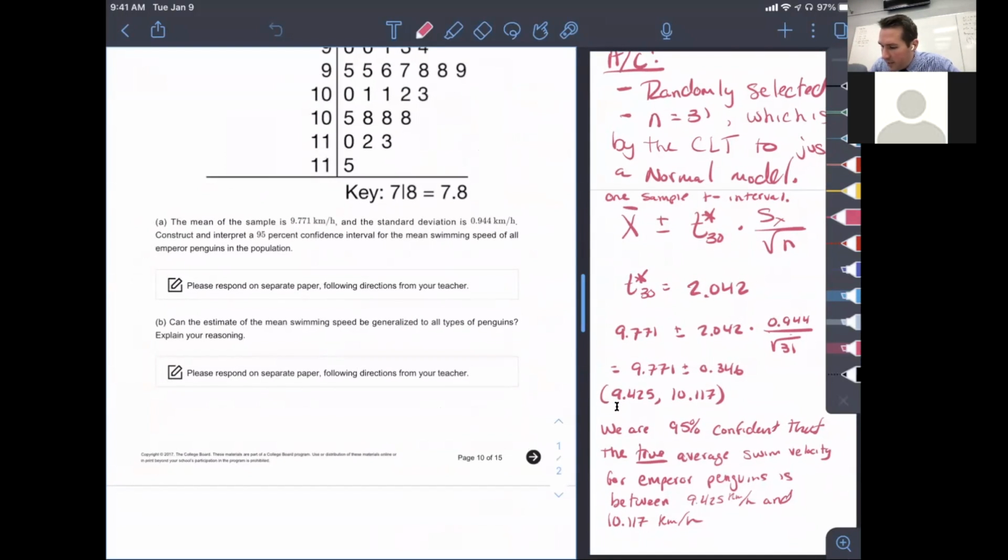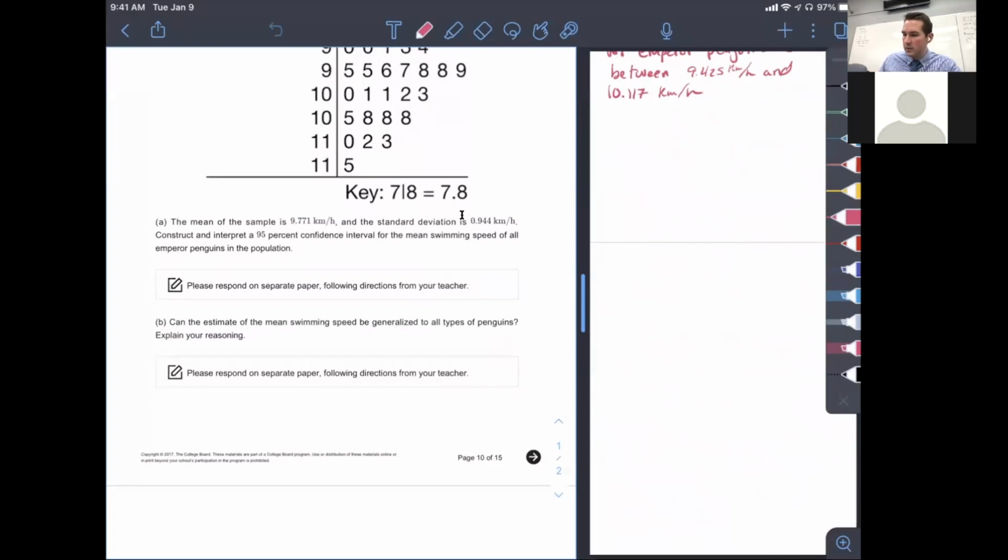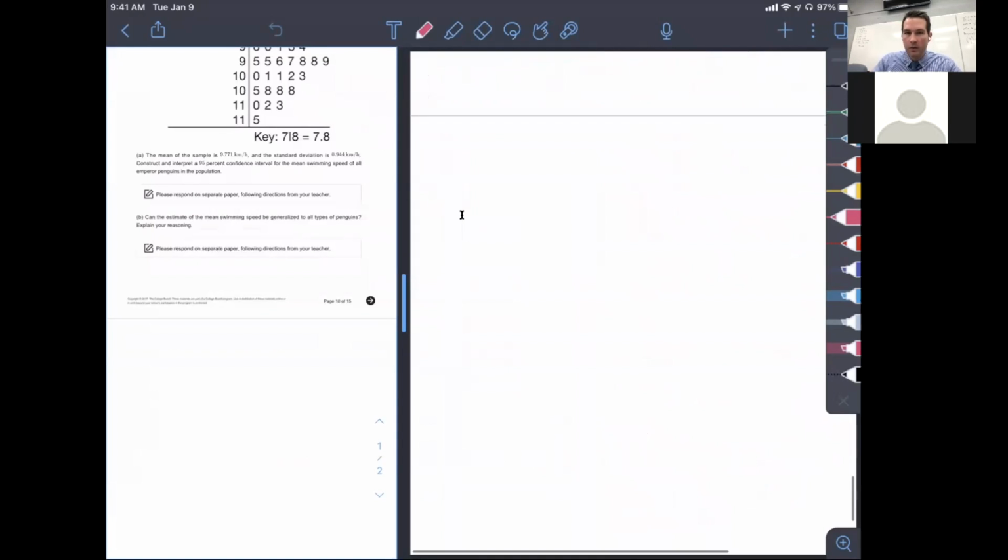So part B says, can the estimate of the mean swimming speed be generalized to all types of penguins, and explain? So I want you to think about this. Would it be reasonable if we just took emperor penguins and then said it for all types of penguins? Well, we didn't have all types of penguins in these speed measurements. We were specific to just this type. I don't know if you know any different types of penguins, macaroni penguin. They come in various sizes. And so if we're only measuring one group, then we can only justify to this group.